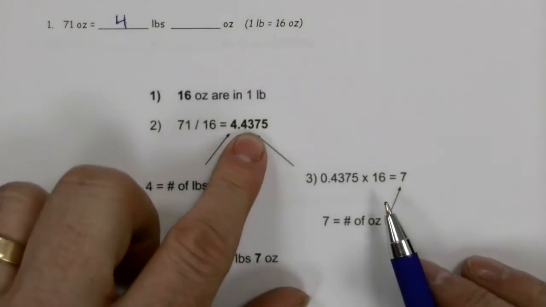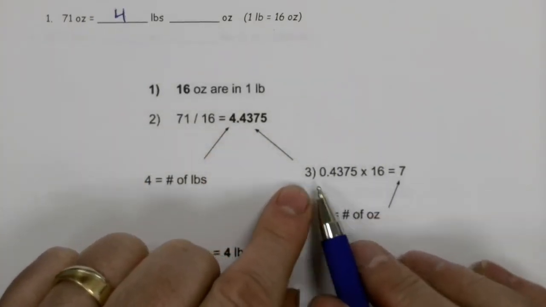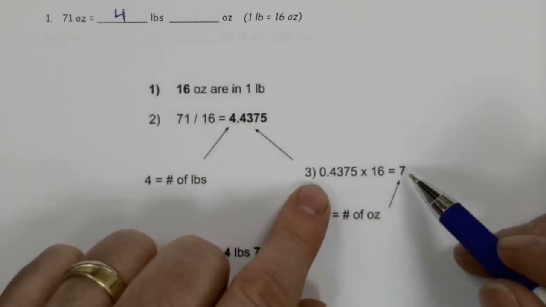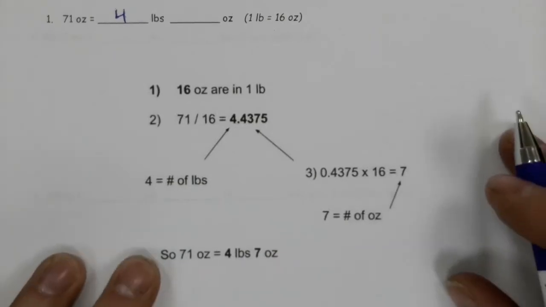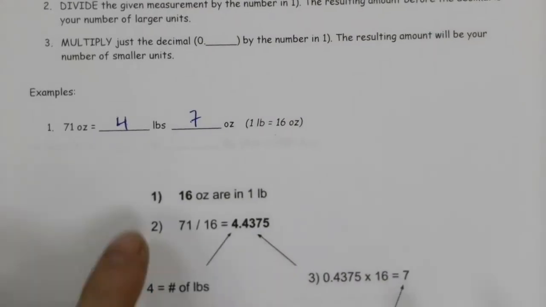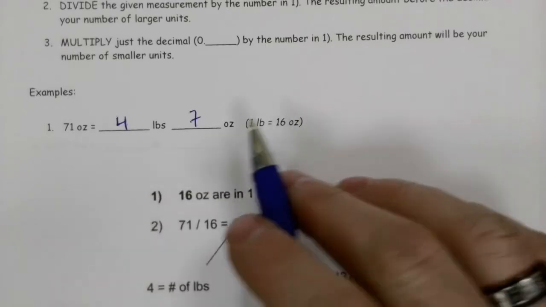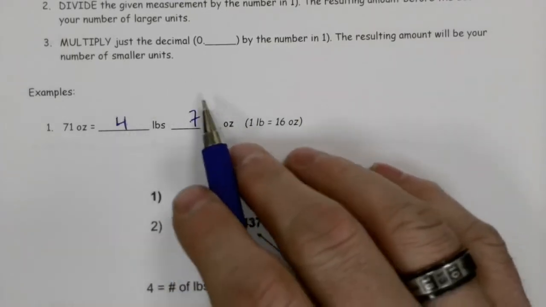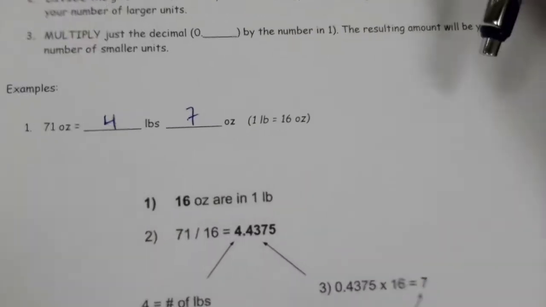So this is a pound here. If we multiply this fraction of a pound by 16 ounces per pound, we're going to get how many ounces are left over, the remainder. And we get, in this case, 7. So that's the pattern. We figure out what the conversion factor would be, we divide, take the whole portion and put it here, and then the decimal value we multiply again by that conversion factor. Let's take a look at some more examples.